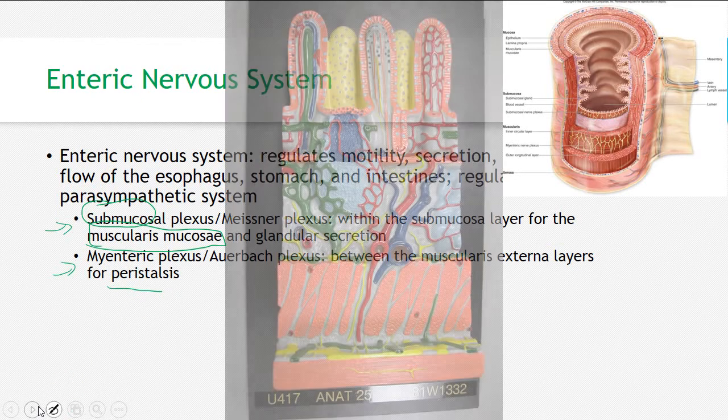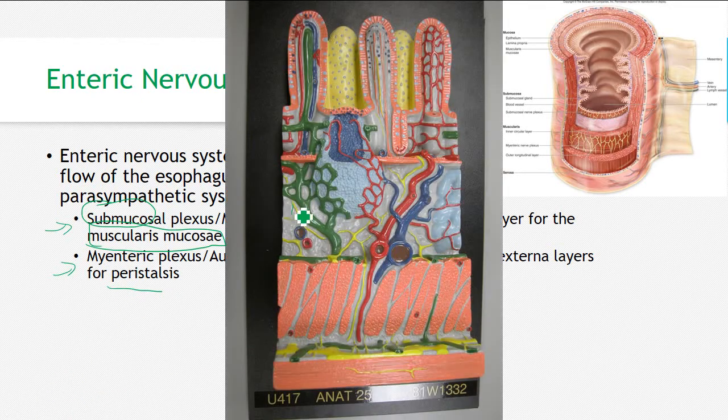And you see these here, right? The yellow structures that you see here. Okay, this is the which one? Submucosal plexus. While this one here, that innervates this part, and here is the myenteric plexus. Very good.